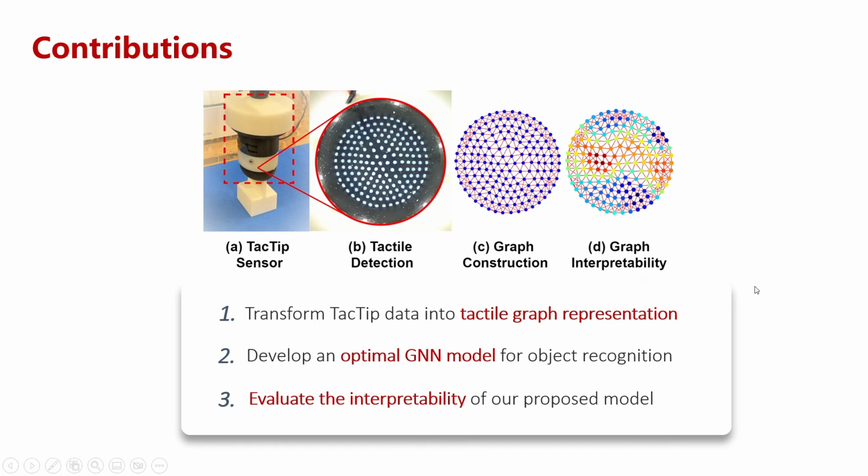The contributions of our research include these three parts. The first is that we transform the tactile data into the tactile graph representation. The second is that we develop an optimal GNN model for object recognition. And the third is that we evaluate the explainability of our proposed model and make a comparison with the CNN.